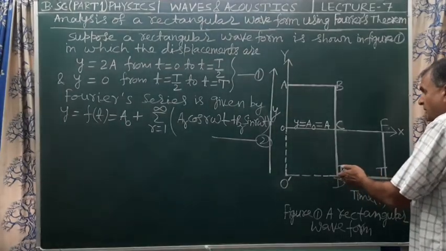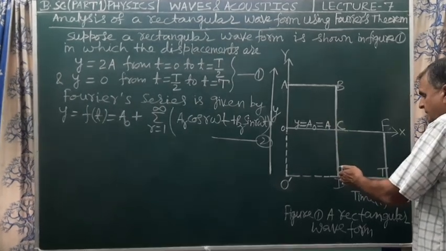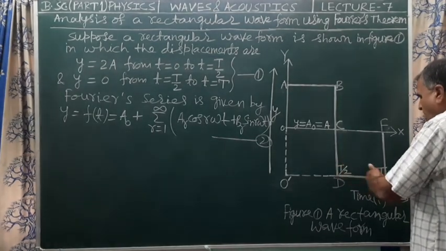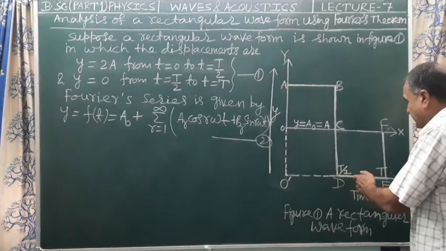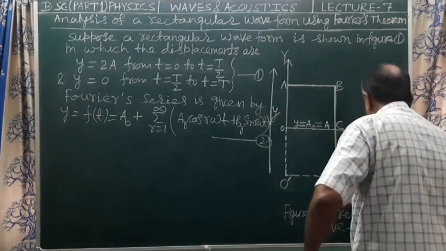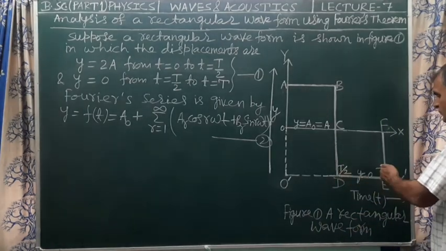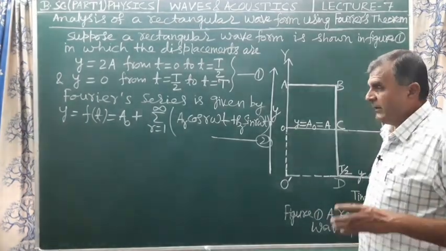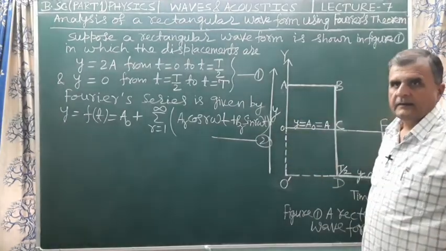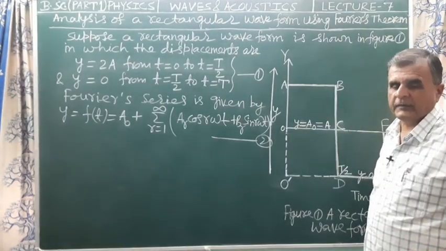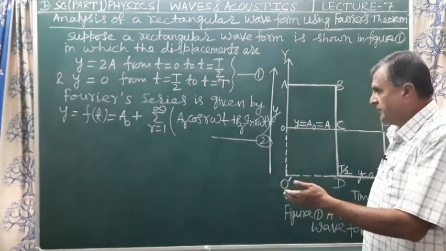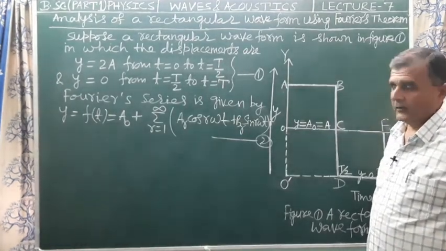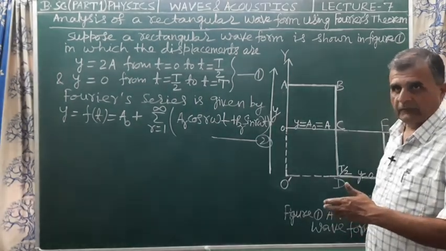And it is represented by this part of the rectangular waveform, which is the lowest part of the given waveform, for which displacement y is equal to 0 for the time interval capital T by 2 to capital T. So we have to evaluate A0, AR and BR, that is amplitude coefficients or Fourier coefficients, and substituting those values in equation 2, we will be able to obtain the Fourier series for the given rectangular waveform.